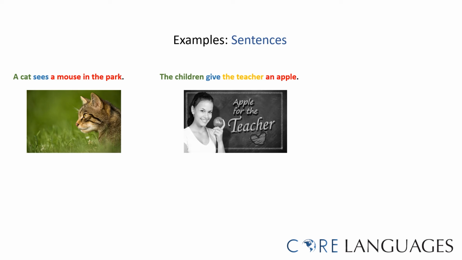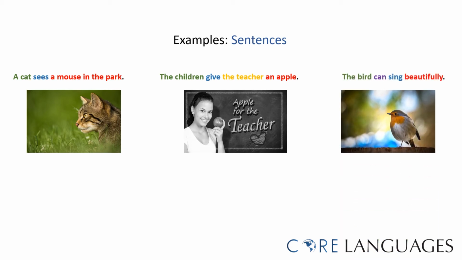The children give the teacher an apple. This sentence uses a direct object, an apple, and an indirect object, the teacher, but no preposition between the two, so the indirect object comes first.